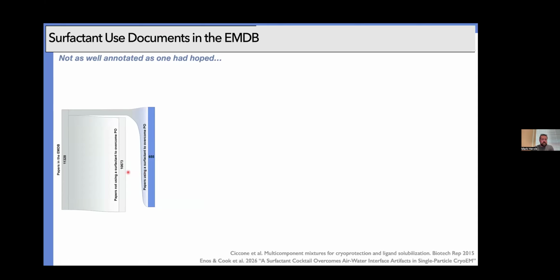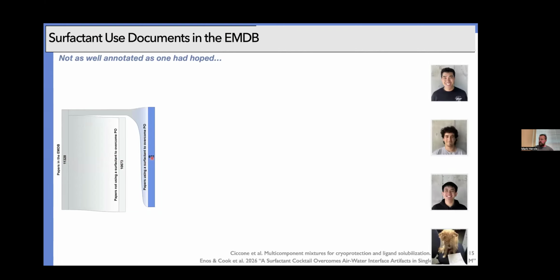So what we wanted to do is take a step back and go into the EMDB, find pretty much every paper that's been associated with an entry in the EMDB. At the time of this, which I believe was October or November of last year, we found over 11,000. We then went through those and curated only the papers that mentioned a surfactant in the methods that specifically mentioned air-water interface issues. And of those, we found 655.